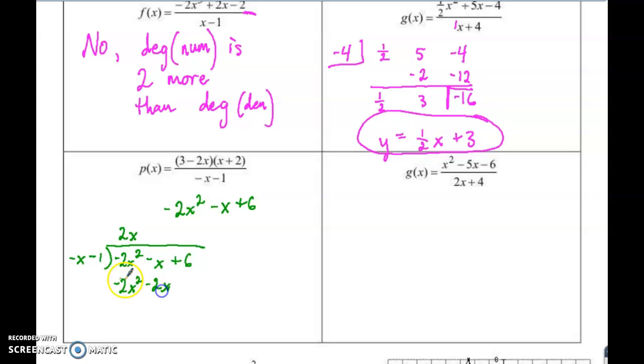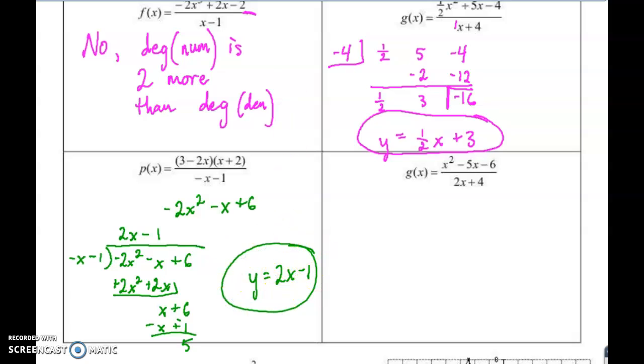Now I'm distributing, adding to get 1x plus 6. So that would be -1 to get x plus 1. And when you subtract each term, you get a remainder that's not 0. So y equals 2x minus 1 will be my slant asymptote. And same thing with this last one. You just want to double check that the degree is exactly 1 more in the numerator. I forgot to mention that on this one, but it is true.